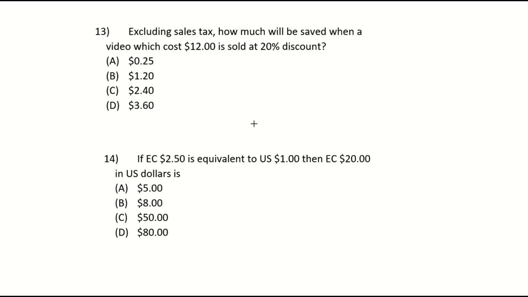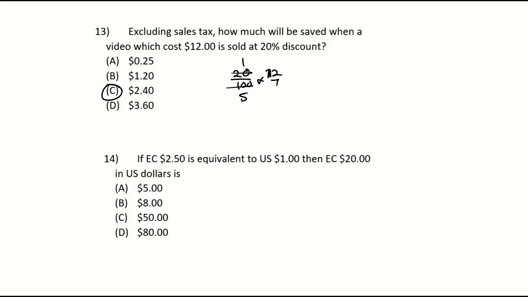Let's look at January 2024, Paper 1, Consumer Arithmetic, number 13 to 20. Including sales tax, how much will be saved when a video which costs $12 is sold at a 20% discount? So they're asking you how much will be saved, so basically they're asking you for the discount. So 20 over 100 multiplied by 12 over 1, 20 into 20 is 1, 20 into 100 is 5, 5 into 12 is 2. You're looking for 2, you don't even need to solve it, you know it's C. You could also say 12 divided by 5, and you can see that it will be $2.40.